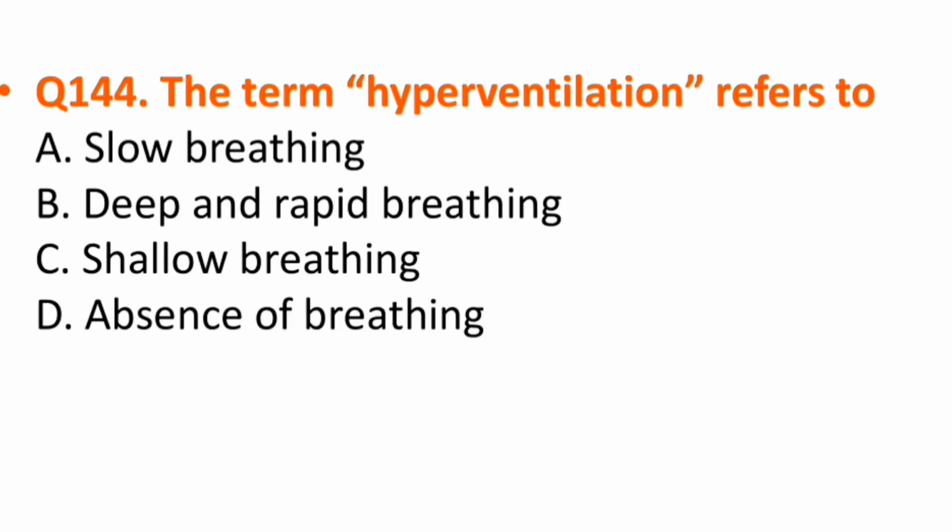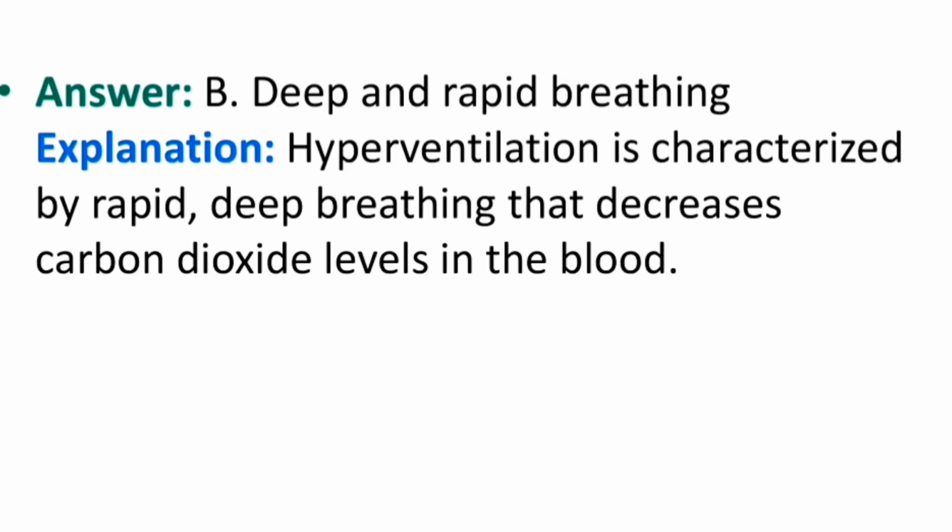The next question. The term hyperventilation refers to option A, slow breathing. Option B, deep and rapid breathing. Option C, shallow breathing. Option D, absence of breathing. The correct answer is option B, deep and rapid breathing. Hyperventilation is characterized by rapid deep breathing that decreases carbon dioxide level in the blood.